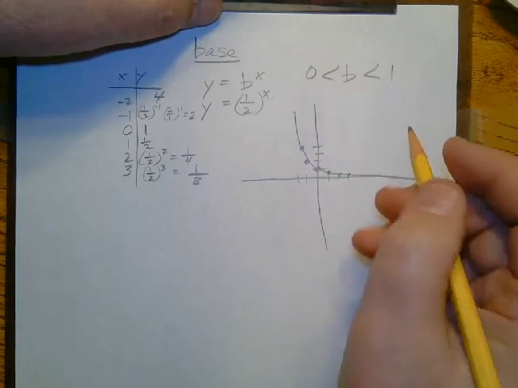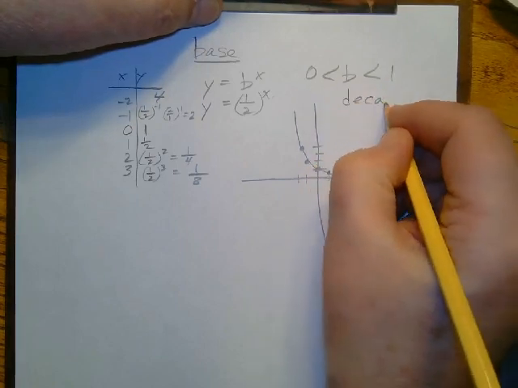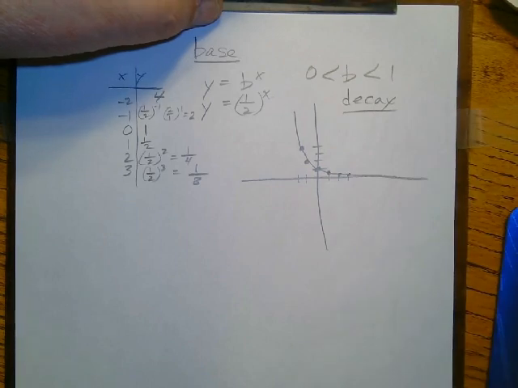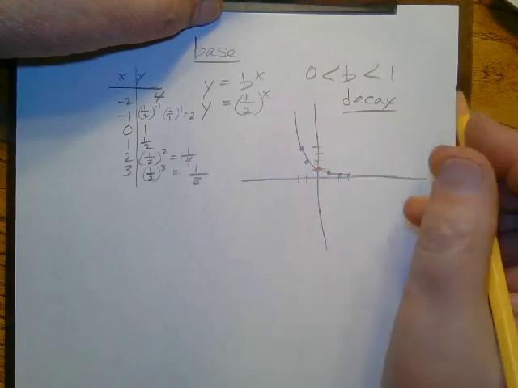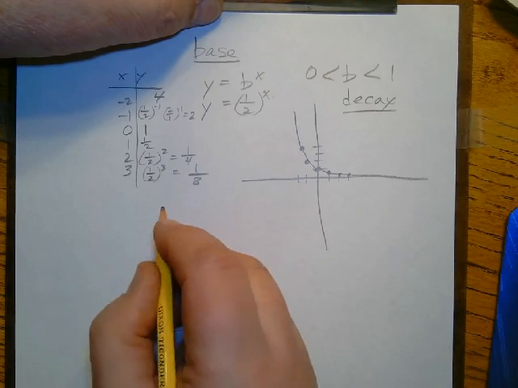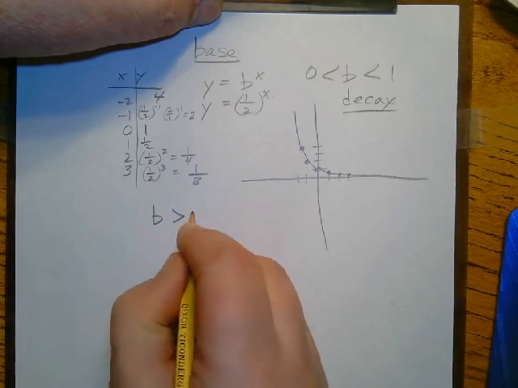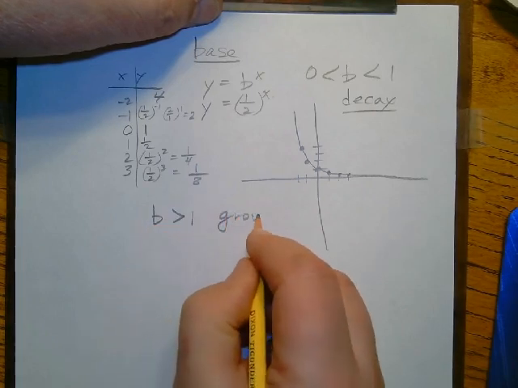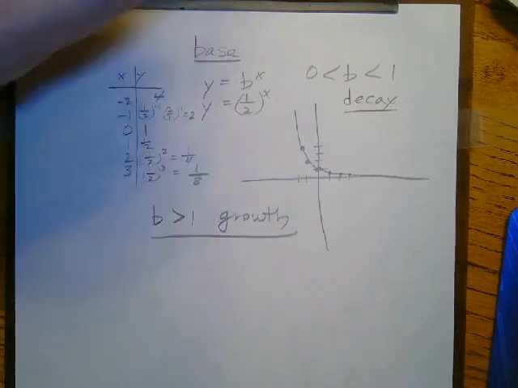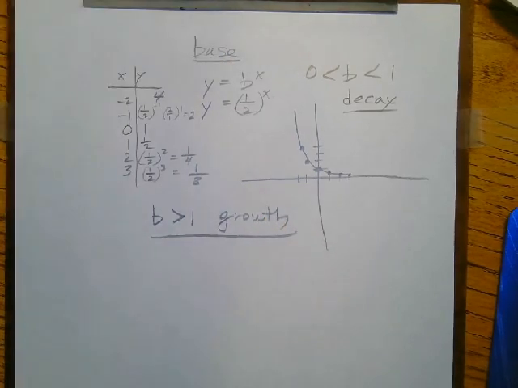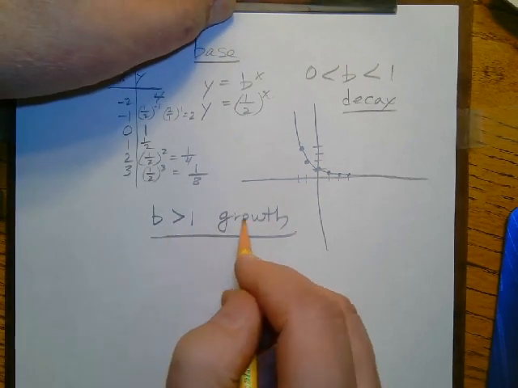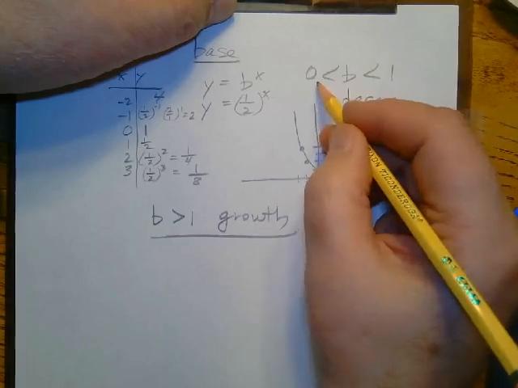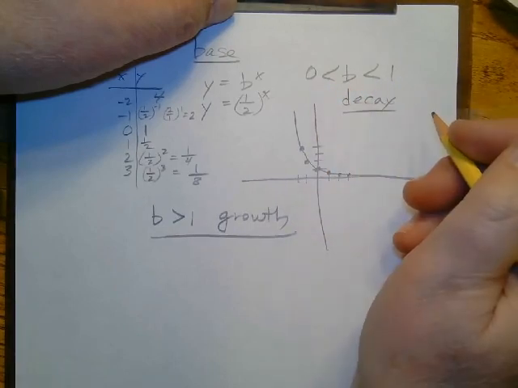When the base is between 0 and 1, we call this decay. The word decay simply means it's decreasing. It's going down, decaying. Something's kind of falling apart. Whereas the graphs we looked at before, if the base was greater than 1, we called this growth. Well, these are two very important points that need to be made, and this is part of your assignment today: when the base is greater than 1, it's growth, and when it's between 0 and 1, it's decay.